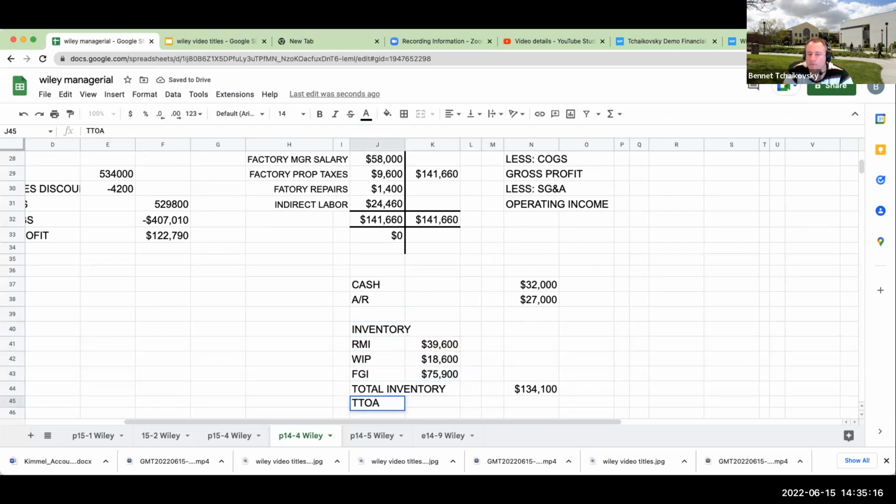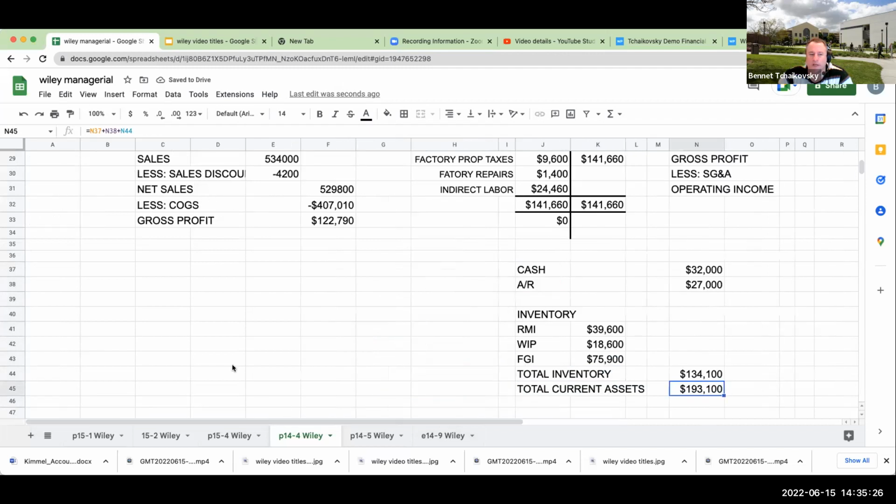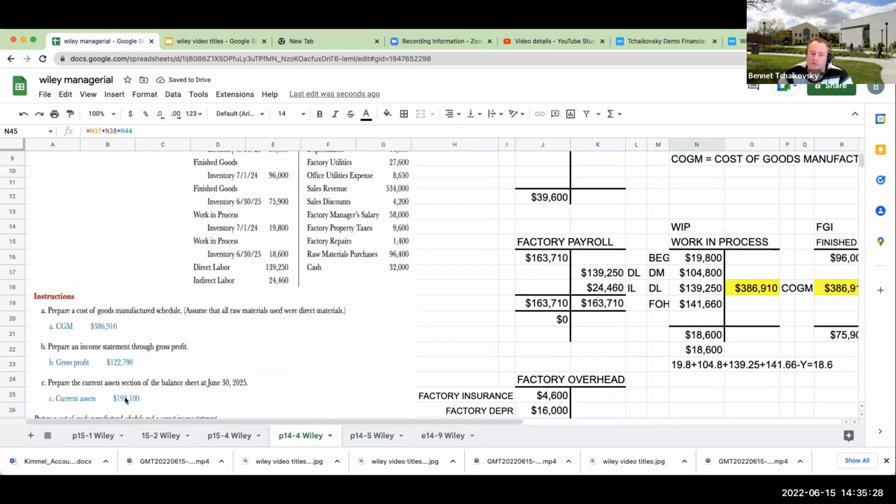So my total current assets are going to be over here. This will be 32 plus 27 plus 134,1 gives me 193,100, which is what this amount here equals. So we got this correct.